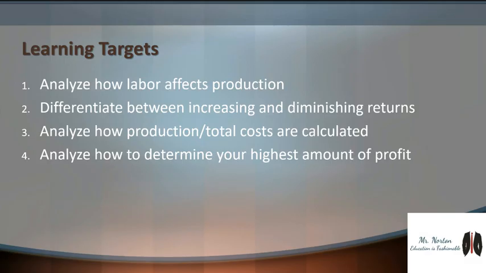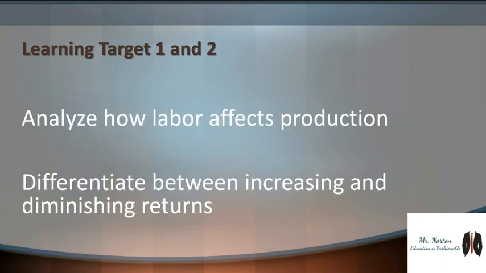First learning target is going to be analyze how labor affects production. Second one we're going to get to is differentiate between increasing and diminishing returns. And our third, analyze how production and total costs are calculated. And our fourth one is going to be analyze how to determine your highest amount of profit. We're going to go with 2 for 1 here. It's going to be analyze how labor affects production, and we're going to differentiate between increasing and diminishing returns.